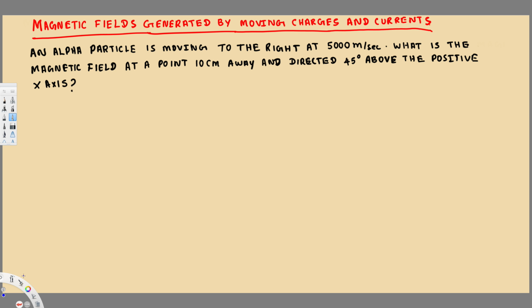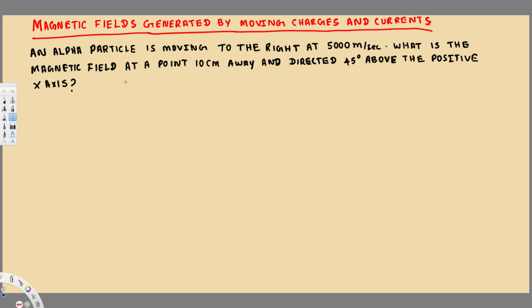Let's do this problem right here. The question is asking: an alpha particle is moving to the right at 5000 meters per second. What is the magnetic field at a point 10 centimeters away and directed 45 degrees above the positive x-axis? So let's see how we can find it.